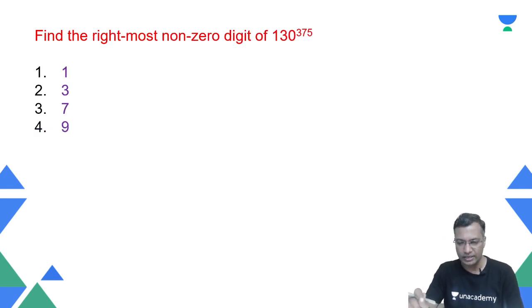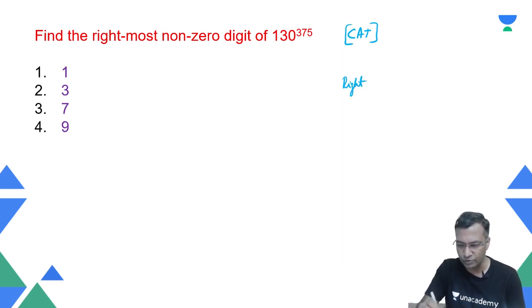I hope you are learning here. That sets it for the next example. Okay, let's come to this. This was a CAT question, just that the power has changed. Find the rightmost non-zero digit. Now look at this, guys. If you write a number from one end to another end, the rightmost digit is there and the leftmost digit will be here.